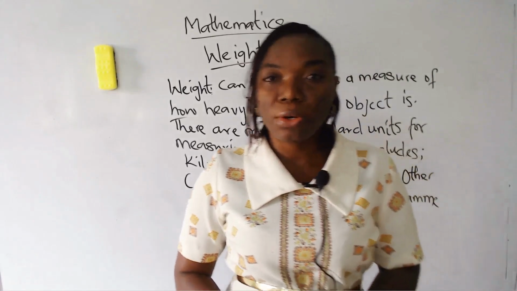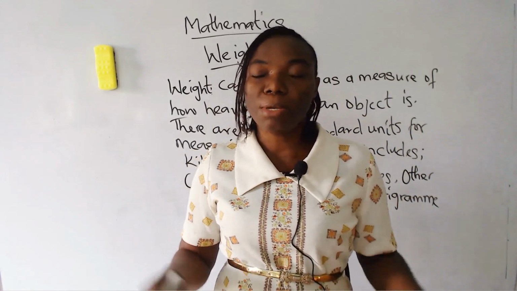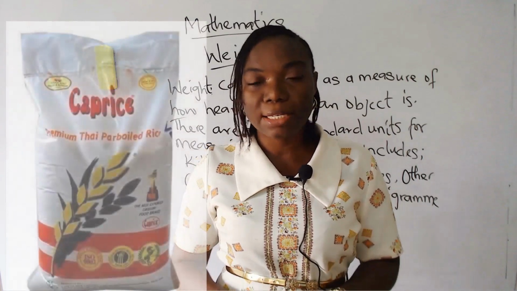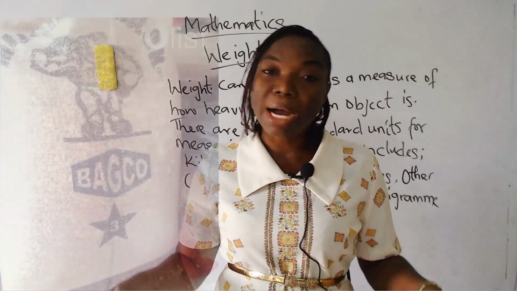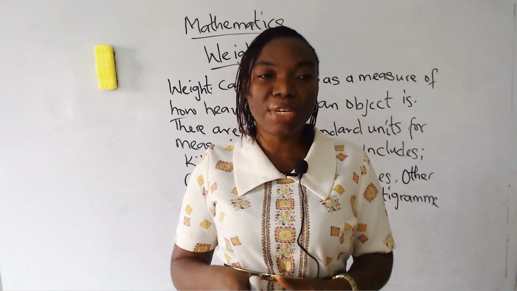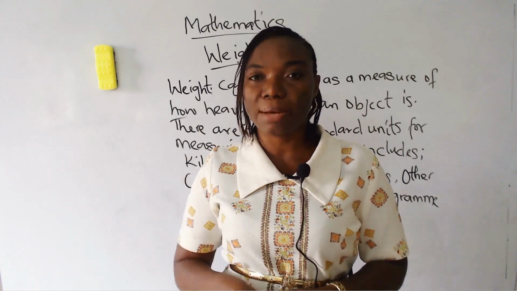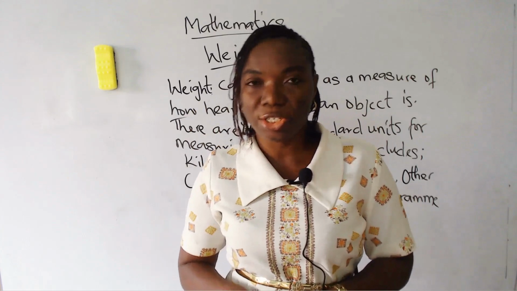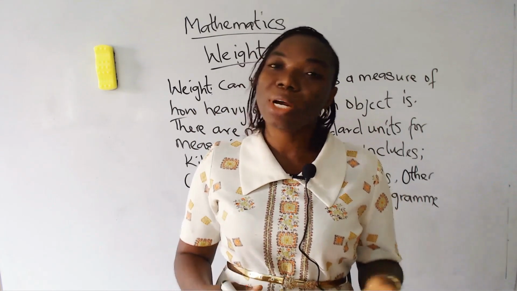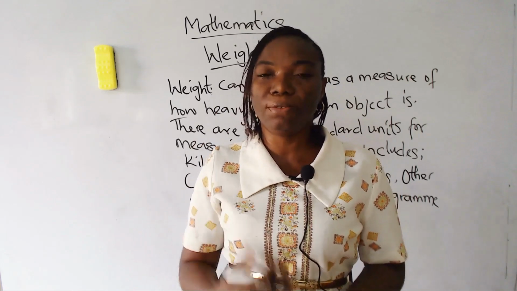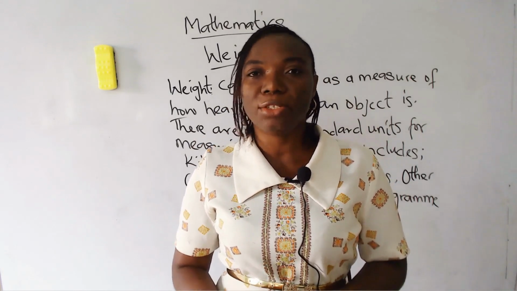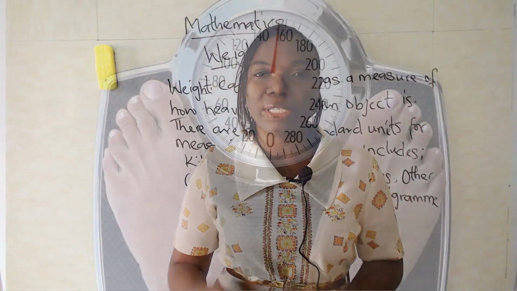Now, when we measure heavy objects, we make use of the kilograms. For example, our bag of rice, human beings, bags of beans. Just tell mommy to show you a bag of rice. You will see written on it 100 kilograms. That is 100 kg. And if you check on your bag of beans, you will also see 100 kg. You can as well see 50 kg, which is 50 kilograms, on the bags of rice and beans. And for human beings, you also calculate the weight in kilograms.